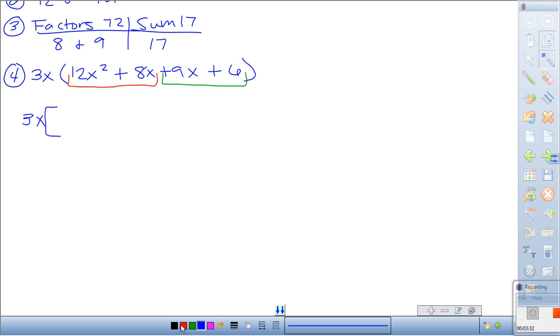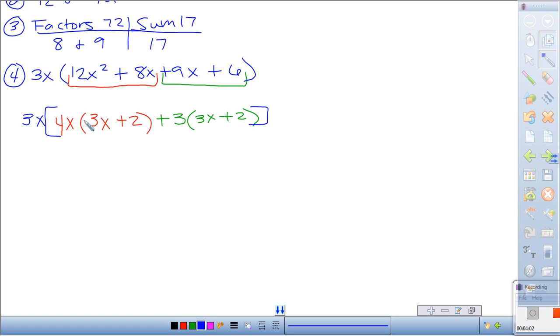open my brackets, and then we have, what is the GCF of 12x squared and 8x? Well, I know I can pull out 4x. 4x times 3x is 12x squared, and 4x times 2 would give me 8x. Then for my second group, the GCF of 9x and 6 would be a positive 3, so I'm going to pull out a plus 3 times 3x would give me 9x, and 3 times 2 would give me 6.